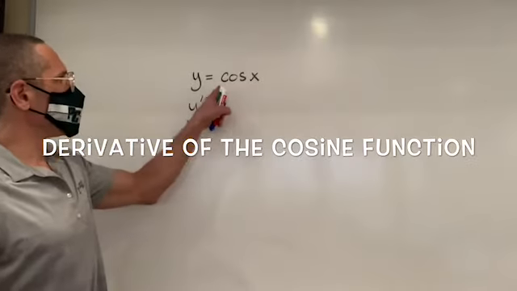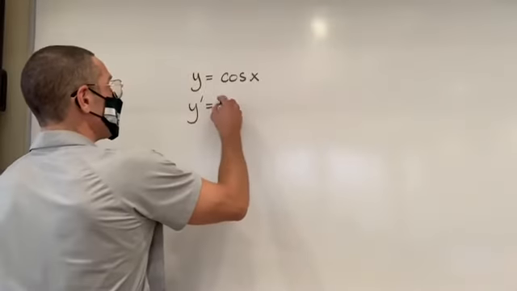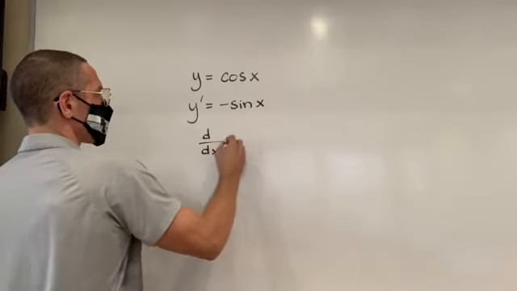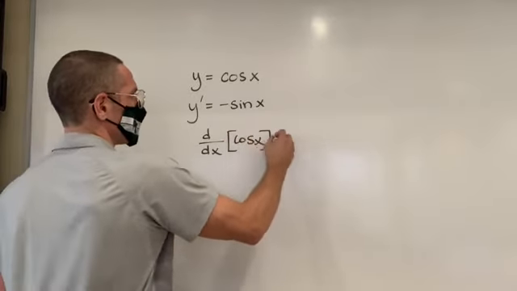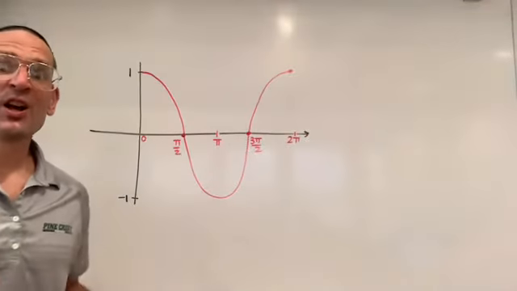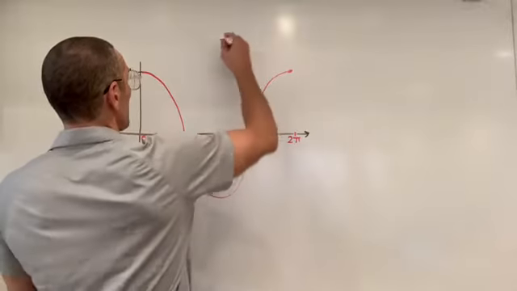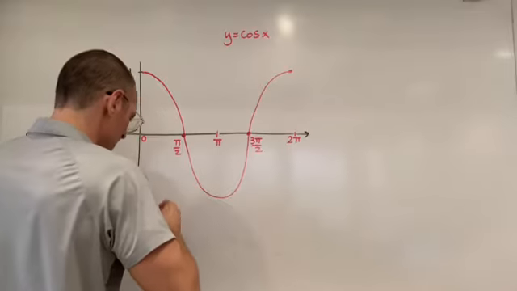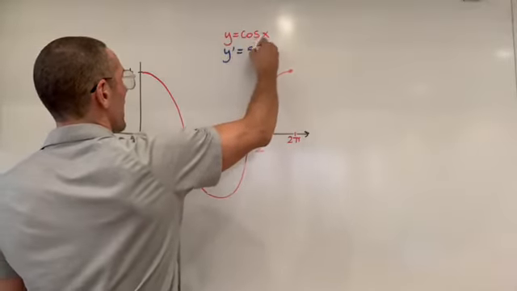If I give you the parent function cosine x, its derivative is negative sine x. Sometimes you see it like this, d/dx of cosine x is negative sine x. Perhaps with the cosine graph here in red, it's easier to see if I say y equals cosine x. Perhaps it's even easier to see that the derivative here will be sine x.